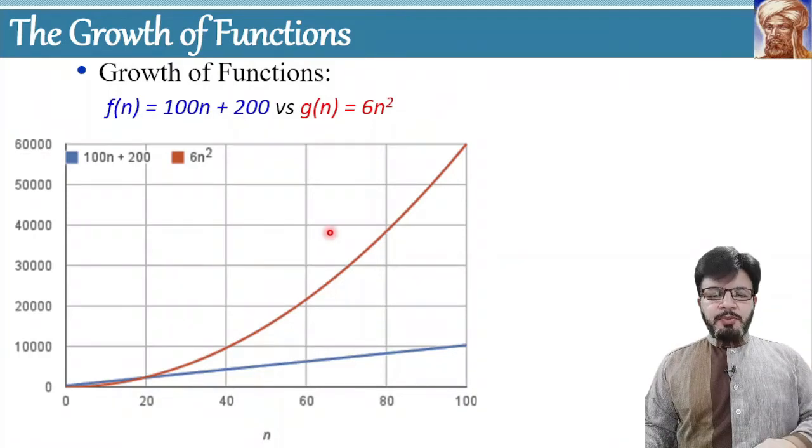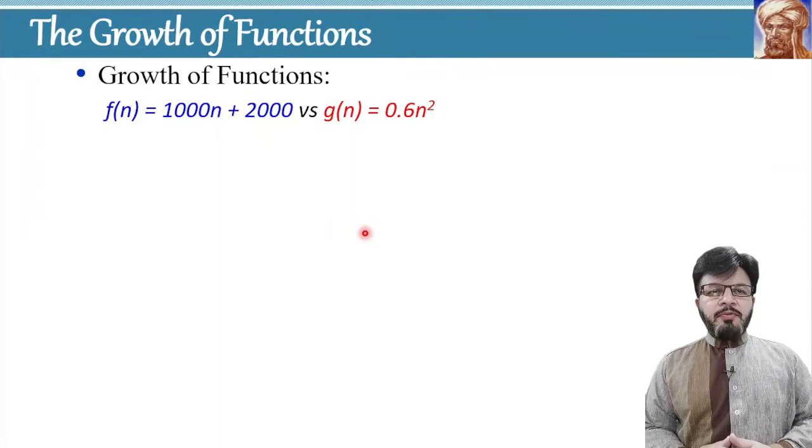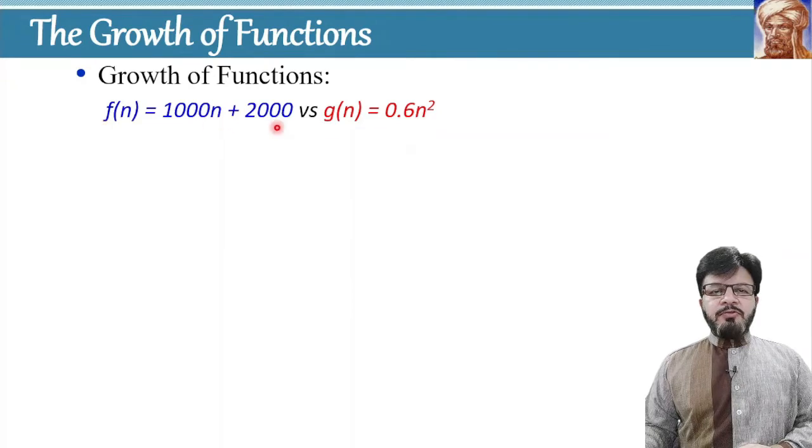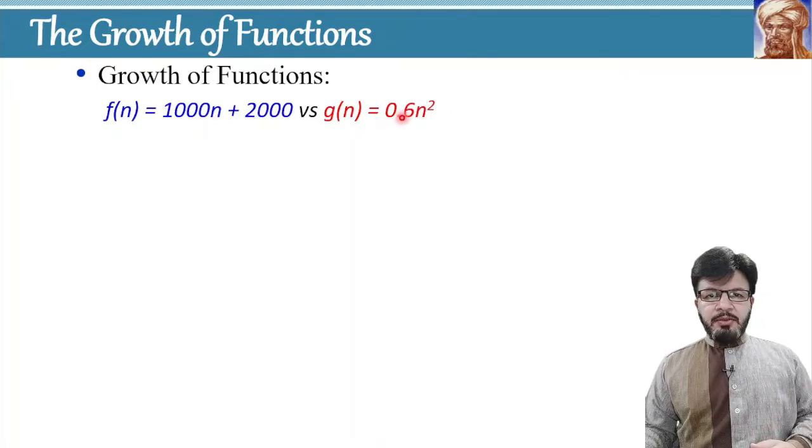Let's take another example. Once again, we have two functions. The first function is f of n is equal to 1000 n plus 2000, and the g of n is equal to 0.6 n square. If you compare these functions with the previous example, you can see the coefficients over here are increased while the coefficient over here is decreased. So let's see how these functions behave when these coefficients are very high and this coefficient is very small.